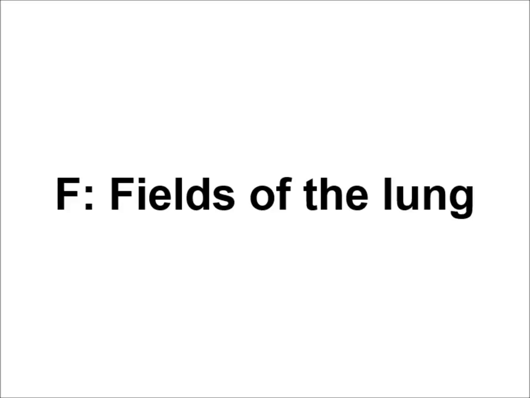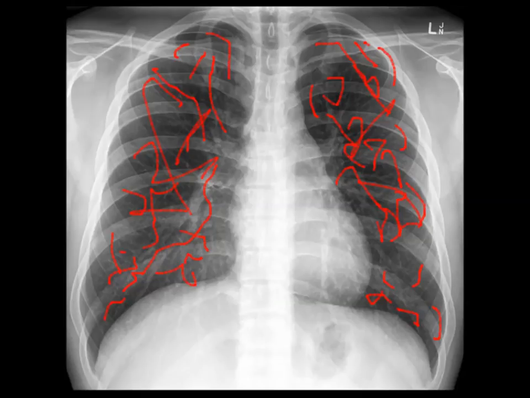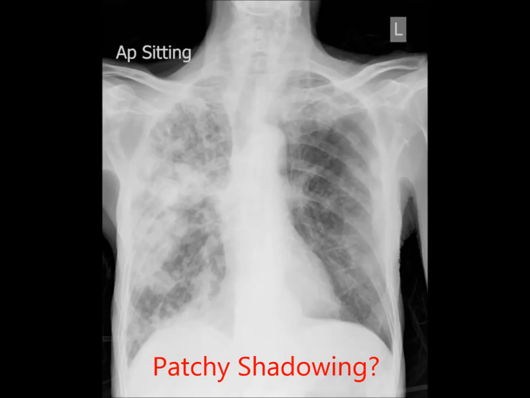F is the fields of the lung. Normal lung fields are roughly symmetrical and have these faintly fuzzy lung markings throughout, representing normal vascular and lung soft tissue. One thing to note is that when describing the lung fields, there is no correct terminology, as long as what you say effectively communicates what you're trying to describe.